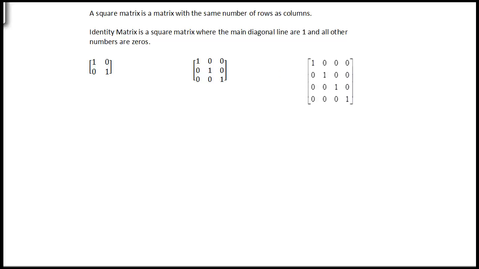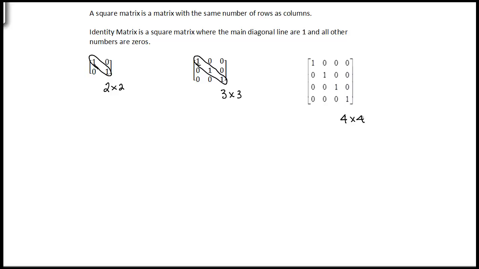A square matrix is a matrix with the same number of rows as columns. Identity matrix is a square matrix where the main diagonal line are 1s and all other numbers are 0s. So for a 2 by 2 matrix, your main diagonal line would be contained 1s, all other positions are 0s. For a 3 by 3, the identity matrix, again, the main diagonal are all 1s. Everything above and below are 0s.